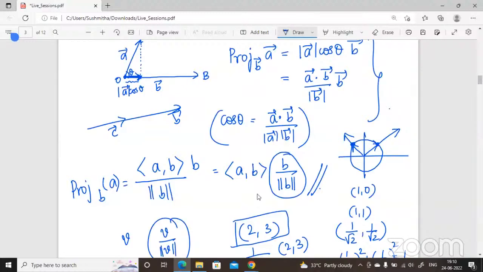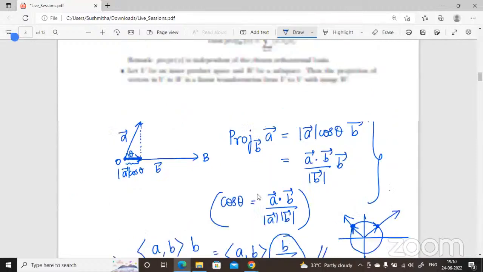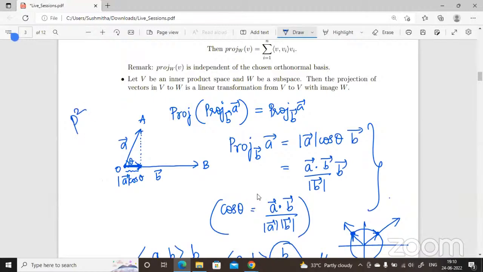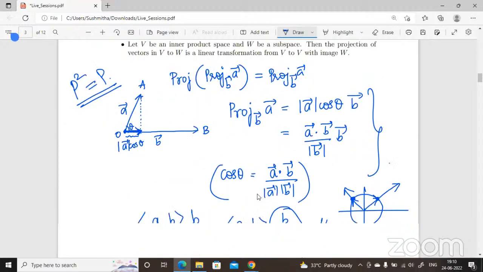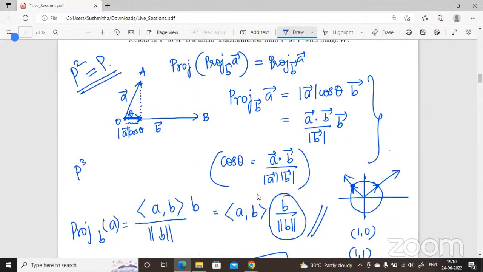Yes. So projection, whatever projection you do, it satisfies this property that P squared is equal to P. Is it P to the power n is equal to P? No. P squared is P. And if you again square it?